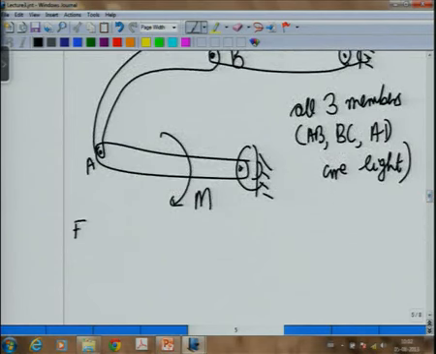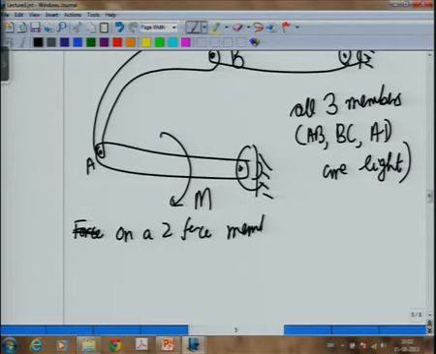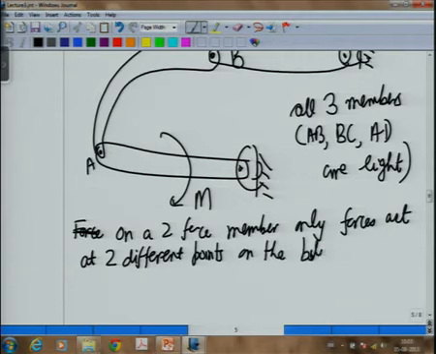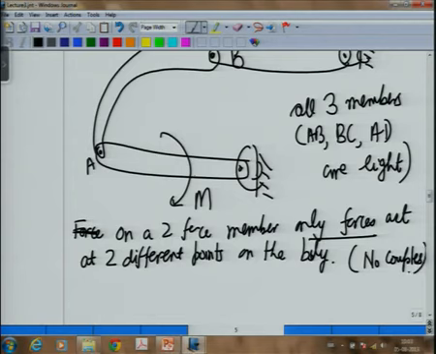So, on a 2 force member, only forces act at 2 different points on the body. Only forces means that there are no couples.